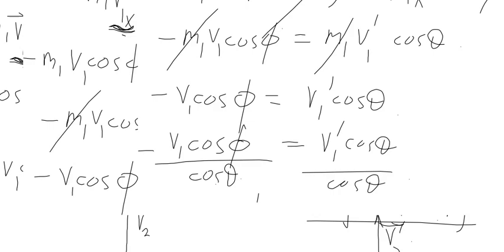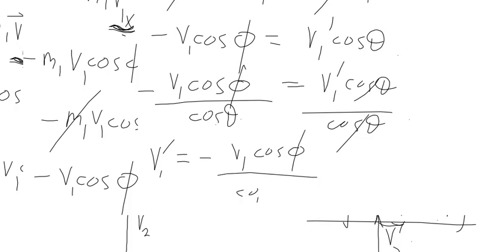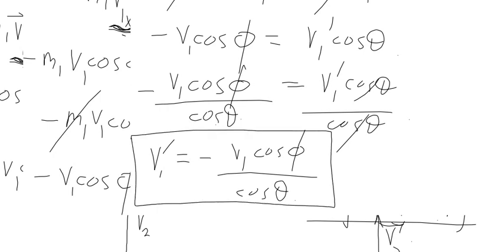And what you're left with is that v1 prime is equivalent to minus v1 cosine phi over cosine theta. I will highlight this because we just solved half the problem. We figured out the final velocity after for car 1. That's the expression. Now we need to do it for car 2.